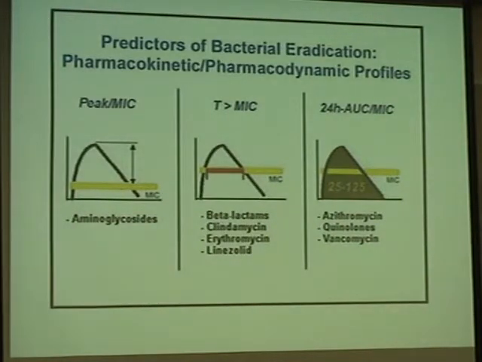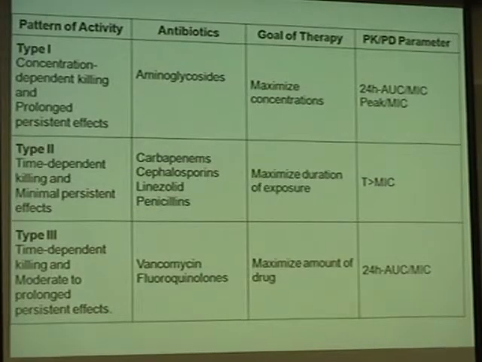So we can divide our antibiotics into 3 different profiles. Those that rely on the peak to MIC ratio, those that rely on the time above the MIC, and then the AUC to MIC ratio. And Stace talked about vancomycin being in that category. So again, we're going to divide them into 3 categories.